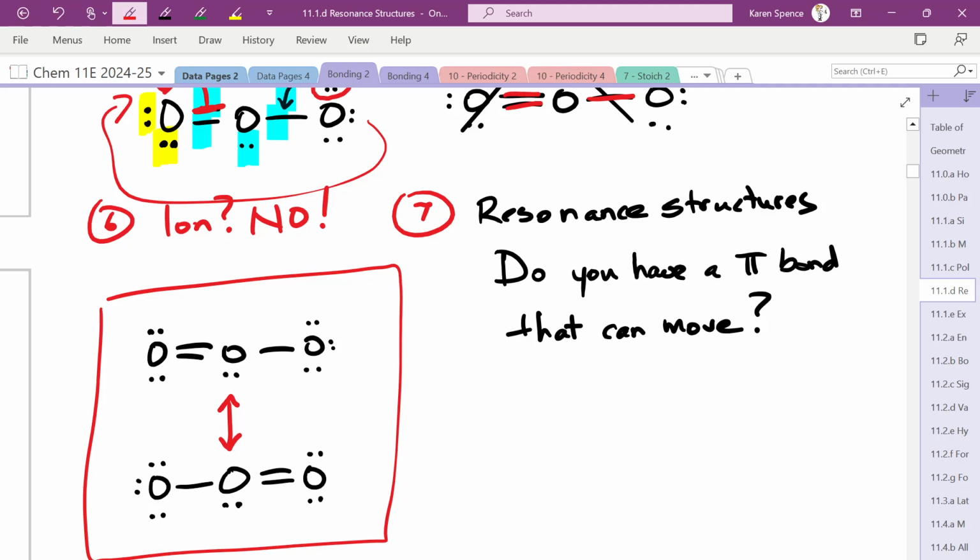Is that good? Yes? No, you can put the electrons on the bottom or you can put the electrons on the top. So your central O could also look like that instead. Okay? Doesn't matter.